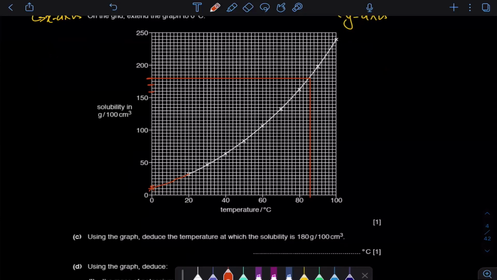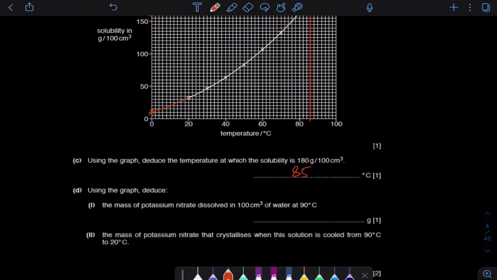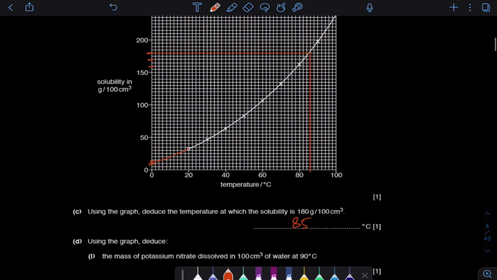So I'm getting a value of 80 something, I think 85. Okay, so that's my value. The mass of potassium nitrate dissolved in 100 cm³ of water at 90 degrees Celsius.